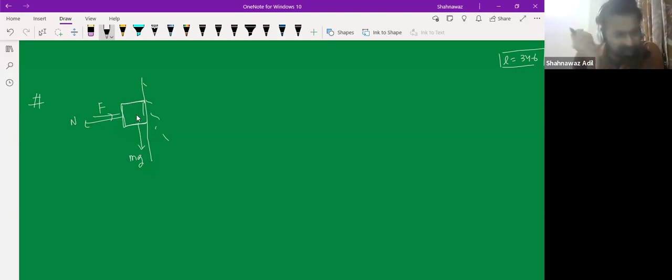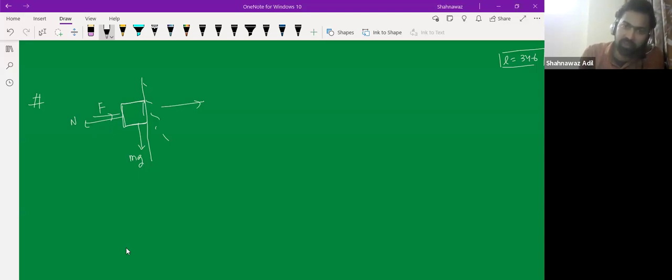Yes? The F force, what did you say? I cannot hear you properly. Please say it again. Sorry, I couldn't hear it properly. F is in this direction. So if I'm applying this force, it will move this thing in this direction. I'm asking what is the force that is balancing this?